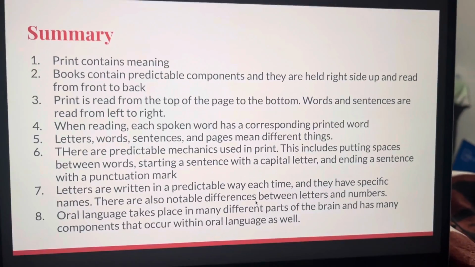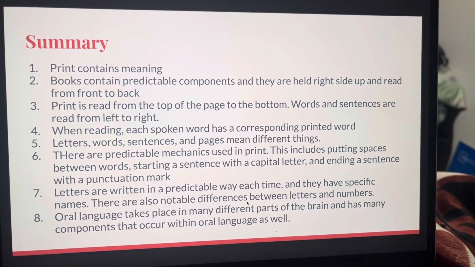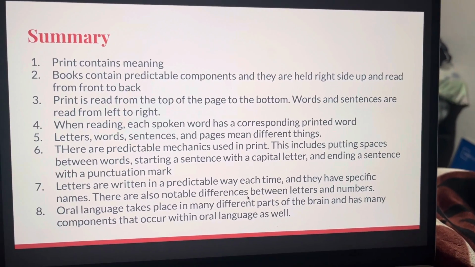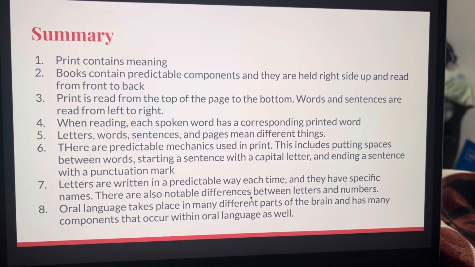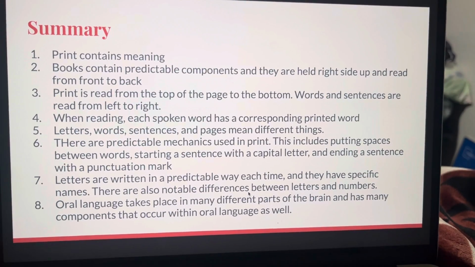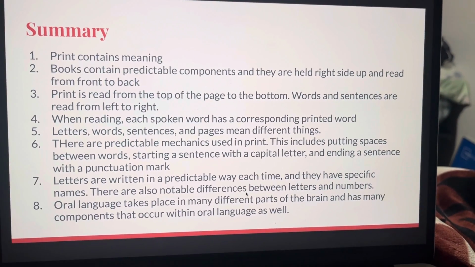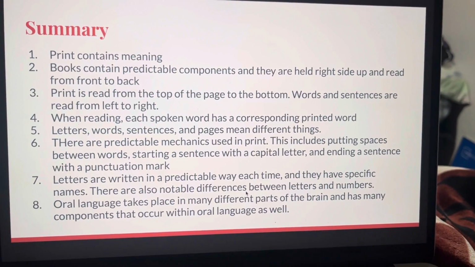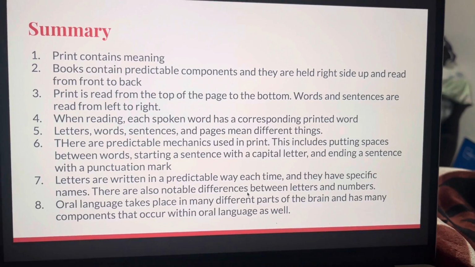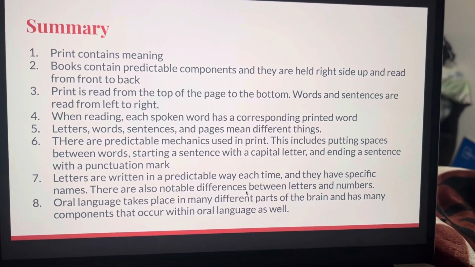The summary. 1. Print contains meaning. 2. Books contain predictable components, and they are held right side up and read from front to back. 3. Print is read from the top of the page to the bottom. Words and sentences are read from left to right. 4. When reading, each spoken word has a corresponding print word.